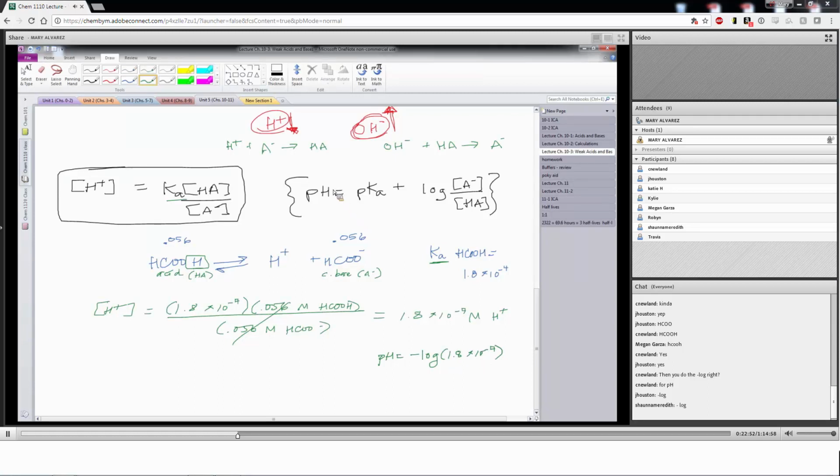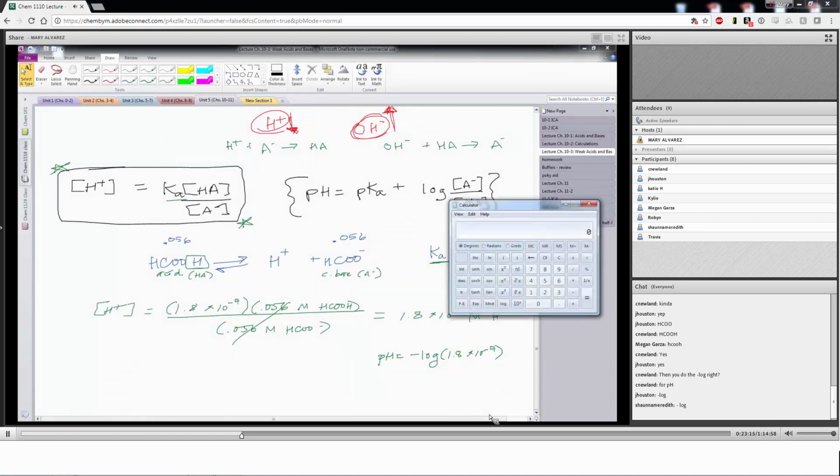So the advantage of the other equation is that it finds the pH directly, but I find that this one is just so much easier to use, and then it's trivial to find the minus log afterwards. That's why I have you guys use this one. I feel like it's more user-friendly, and I hope that you find that as well. So we just take the minus log of 1.8 times 10 to the minus fourth, and that gives me a pH of 3.74.